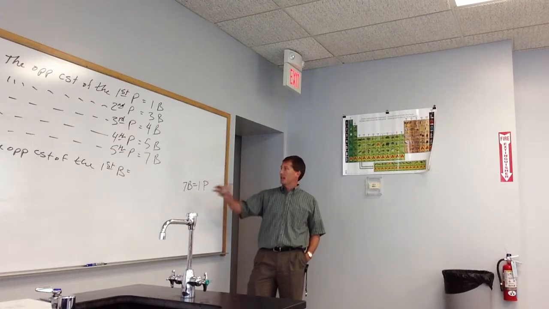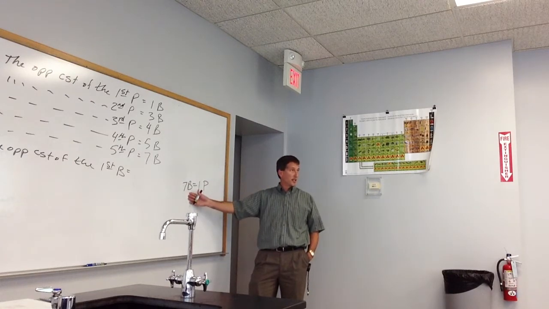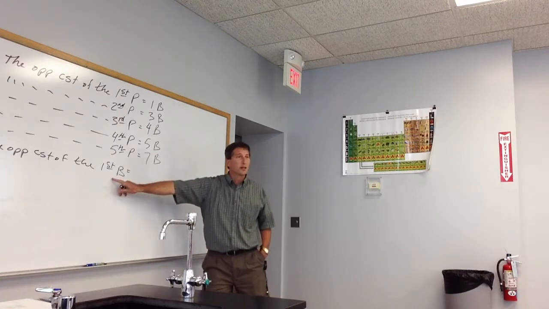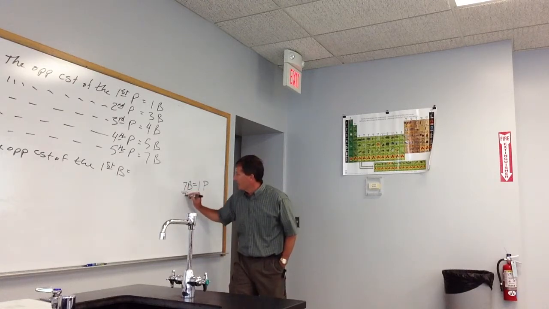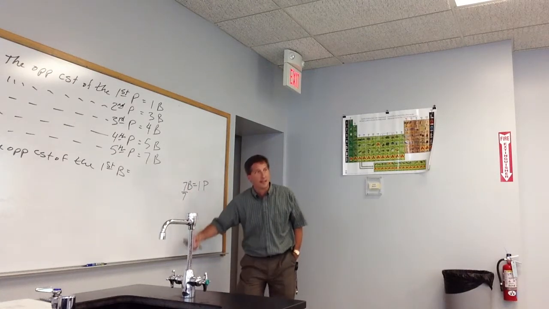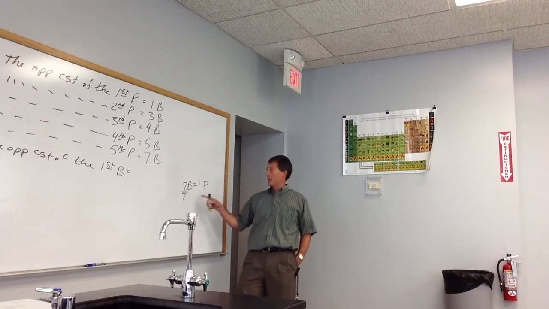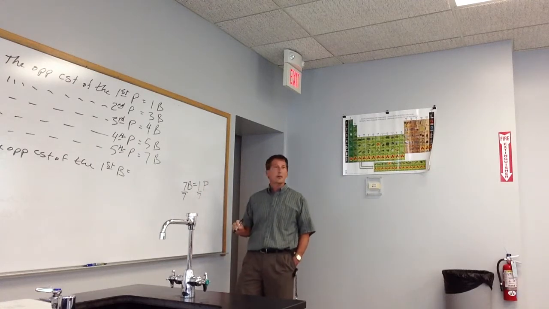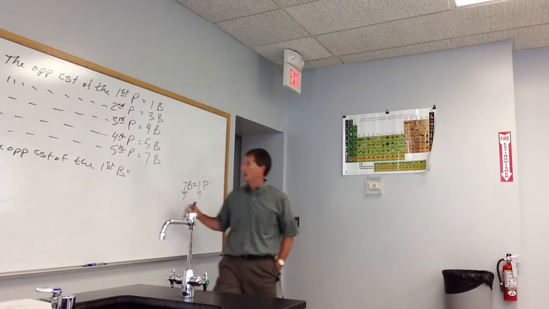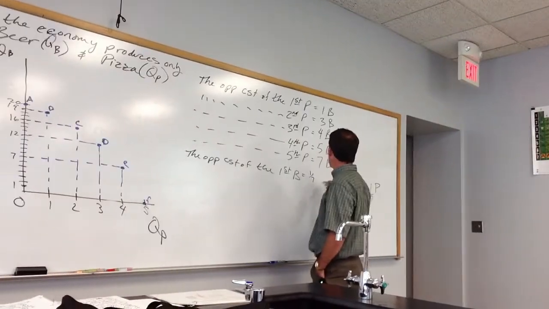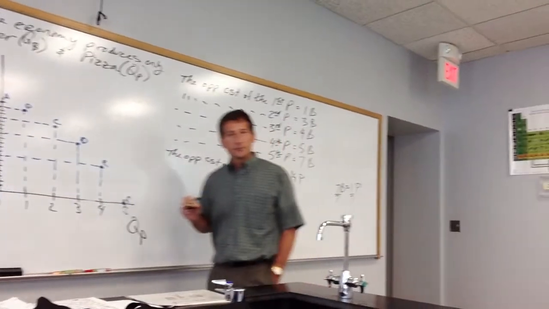But I'm not interested in the opportunity cost of the first 7 beers. I want the first beer. So how do I get a 1 over here? What's that little math trick I can do? Divide by 7. What you do to one side of the equal sign, you have to do to the other side to make it fair. Voila, we got it. 1 beer is equal to 1/7 of a pizza. So the opportunity cost of the first beer is 1/7 of a pizza.